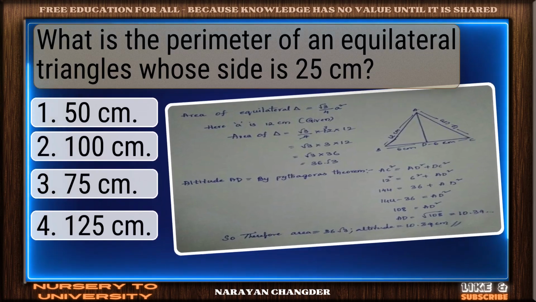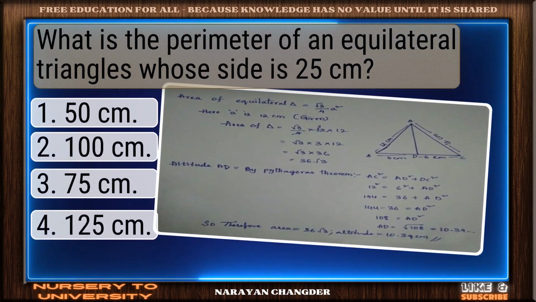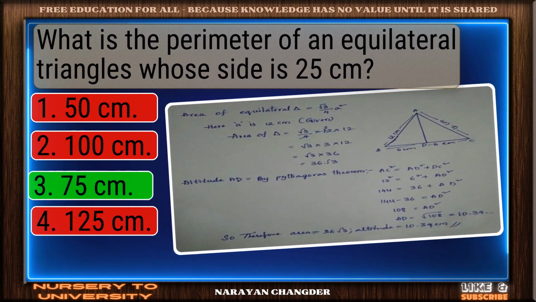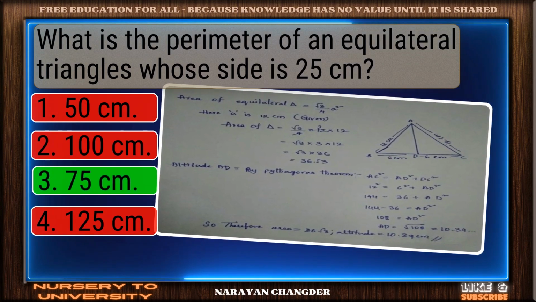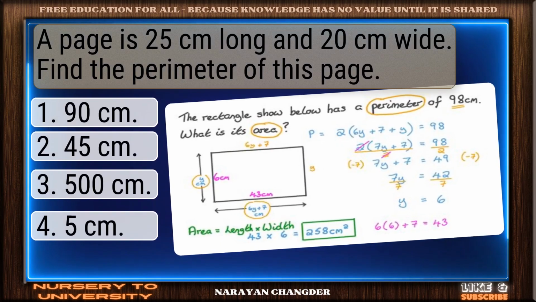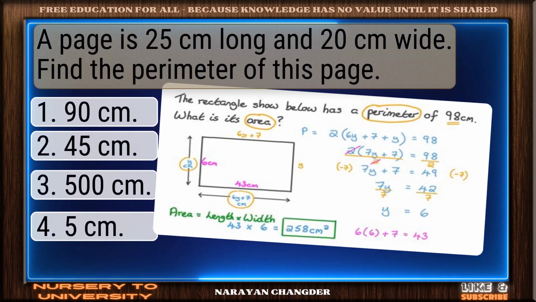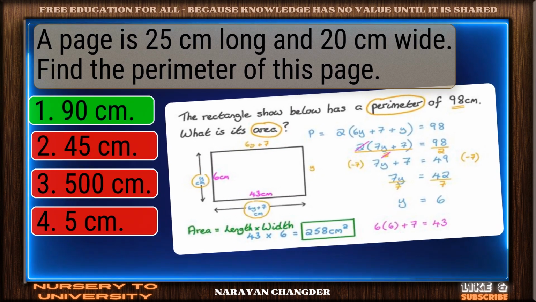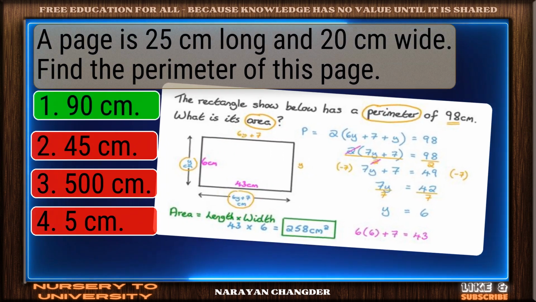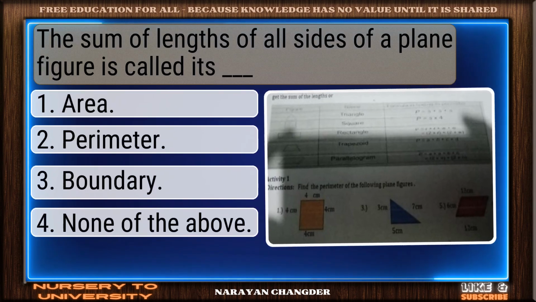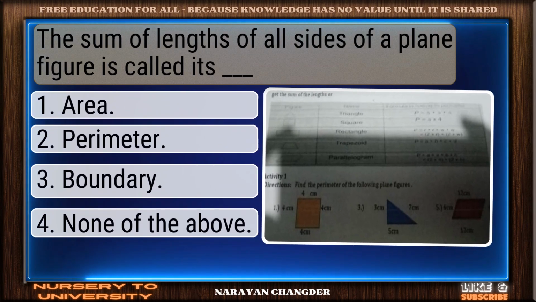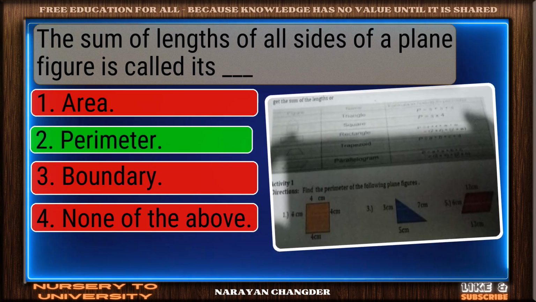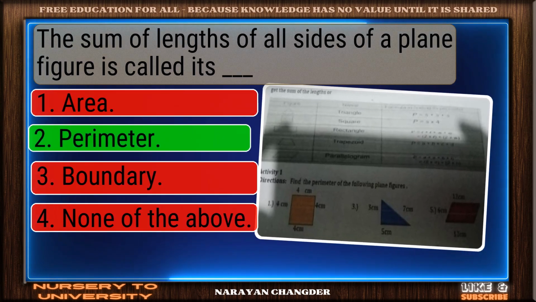What is the perimeter of an equilateral triangle whose side is 25 cm? Clear logic. Your choice 75 cm is sound and 100% true. A page is 25 cm long and 20 cm wide. Find the perimeter of this page. Well picked. 90 cm is the correct answer. The sum of lengths of all sides of a plane figure is called its dash. Well done. Perimeter is the right choice.